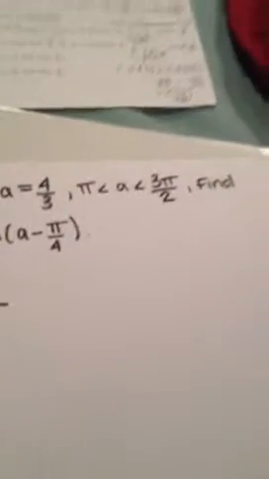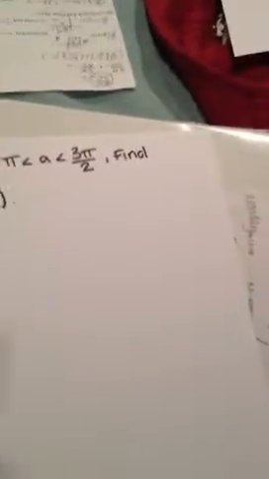If you look at the unit circle, where pi is right here and 3 pi over 2 is right there, you know that it's going to be in the third quadrant, because it's 1, 2, 3, 4. So it's between pi and 3 pi over 2, right in the third quadrant. So you want to draw a right triangle.